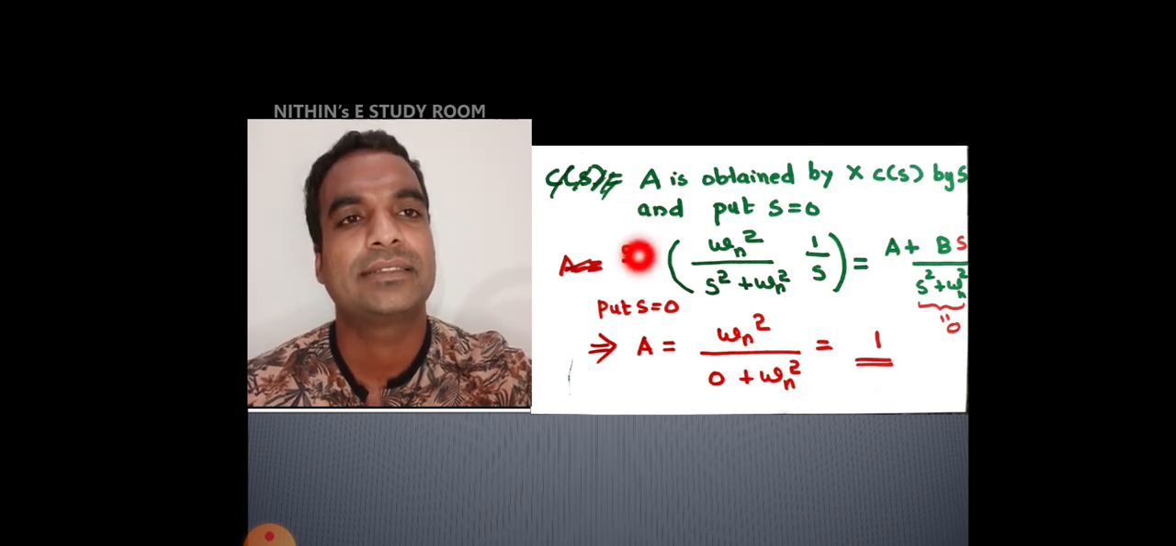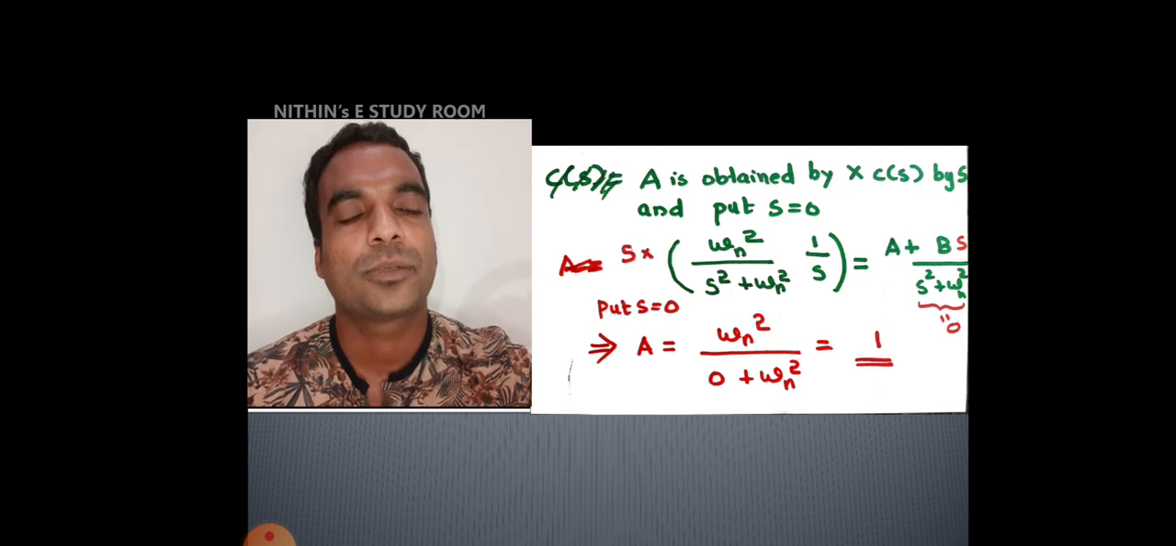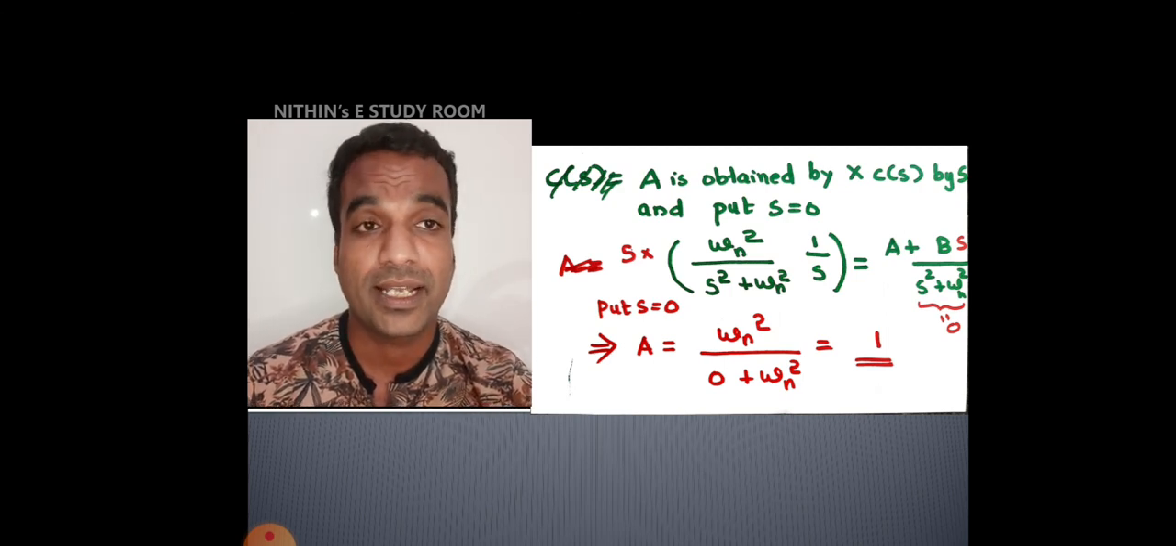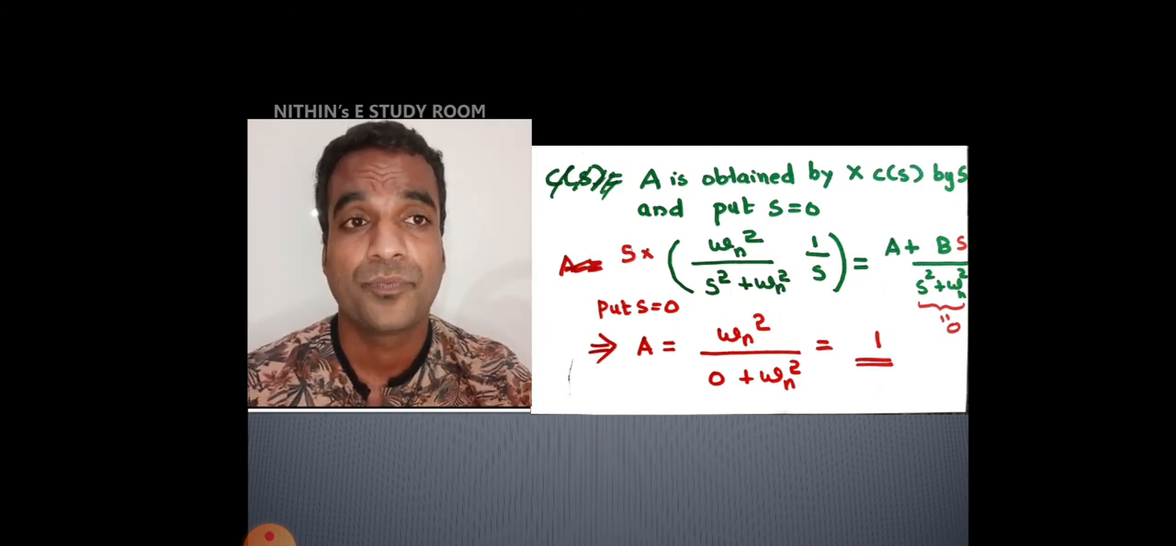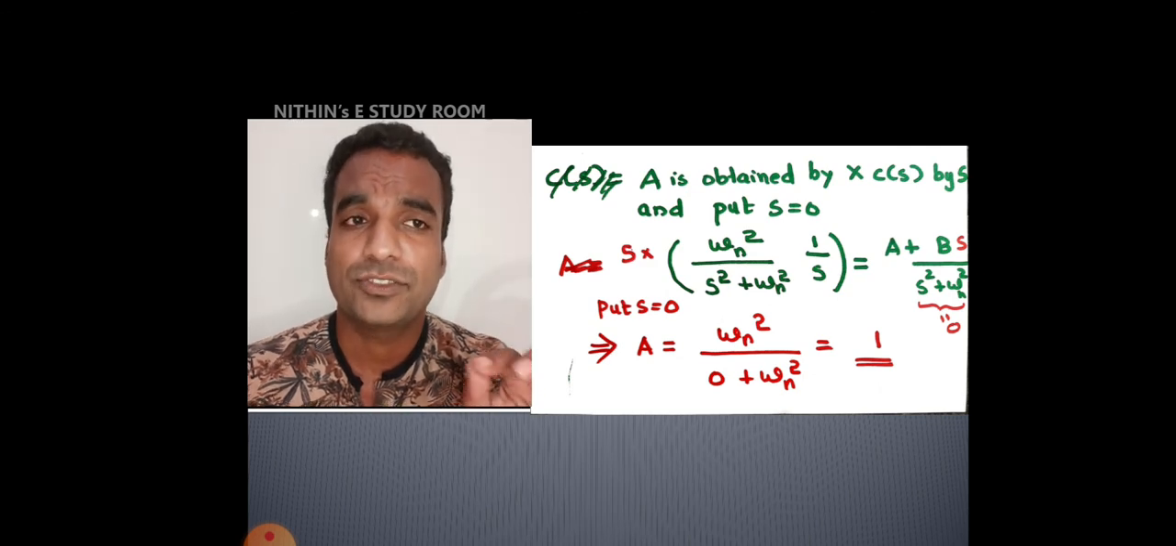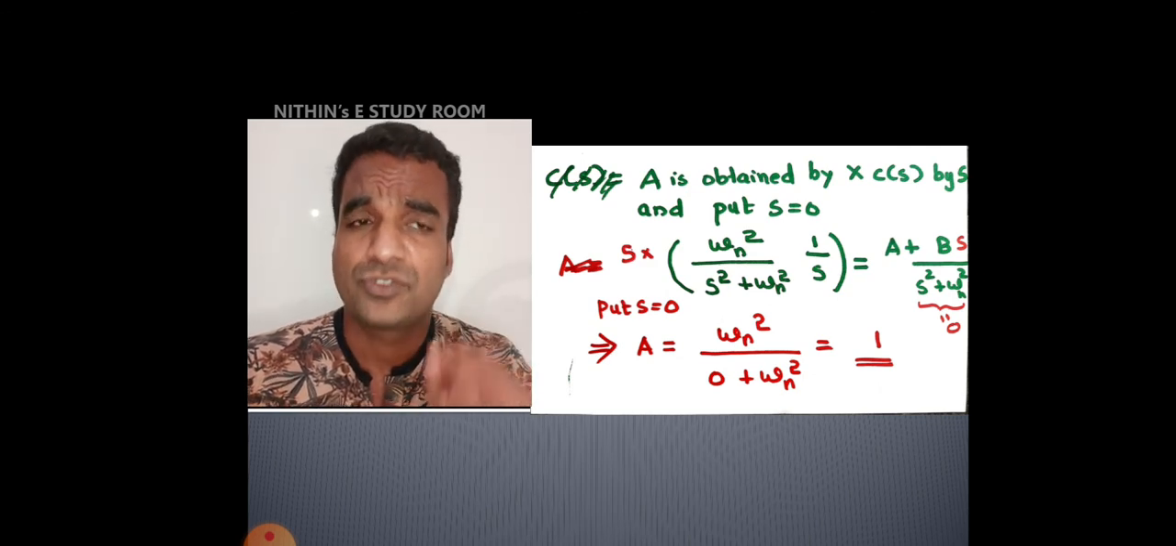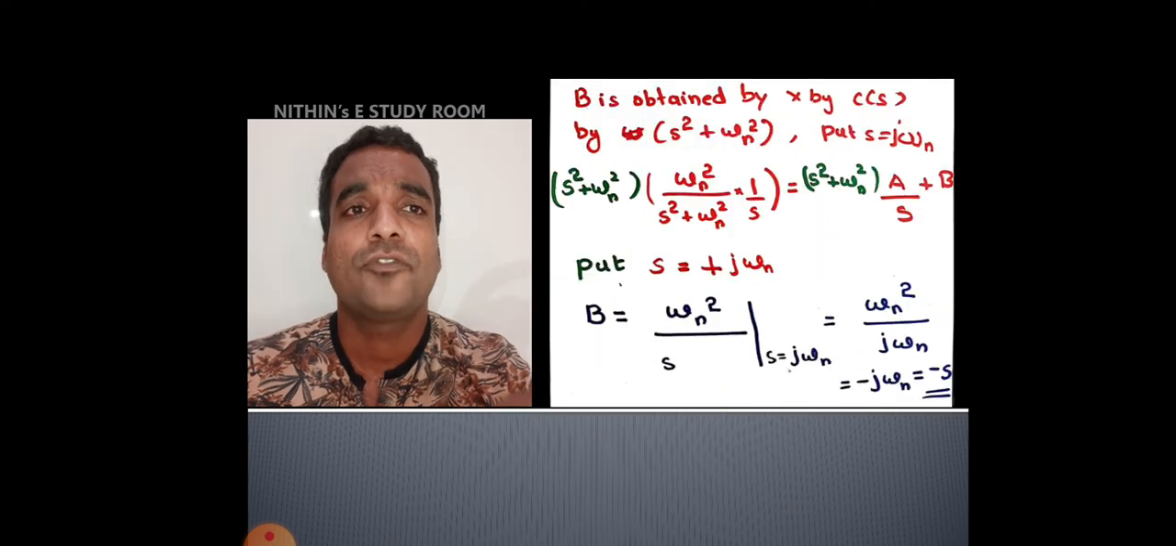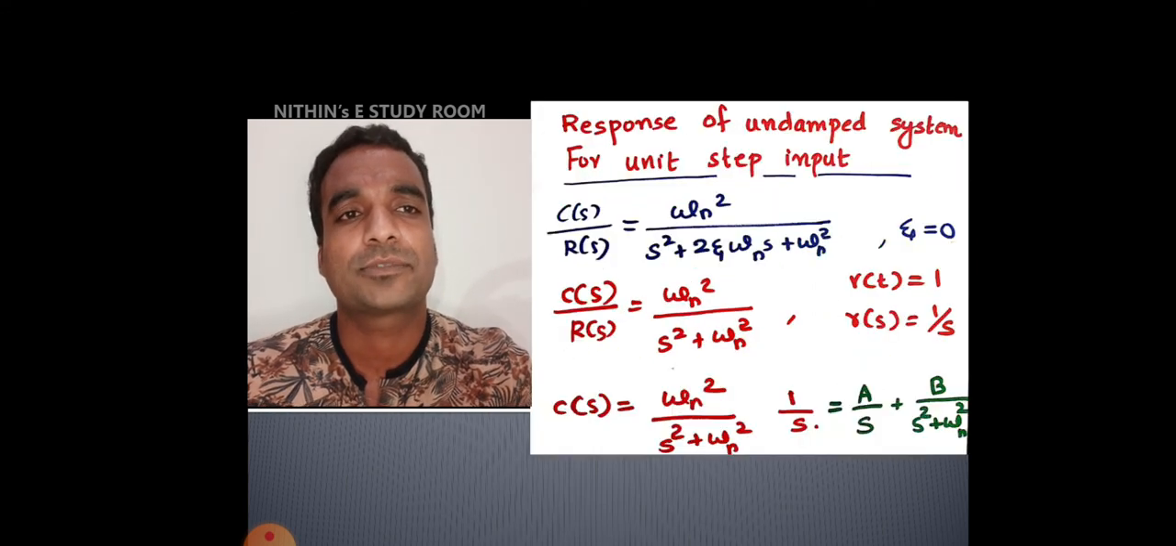these s and these s will get cancelled, omega n square by s square plus omega n square, and in that s is equal to 0. So a is equal to omega n square by omega n square. So a is equal to 1. Now for finding b from the first expression, please tell how we can find b.